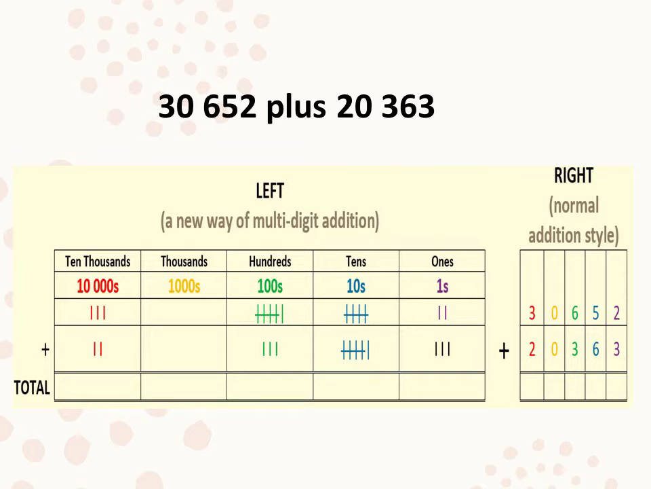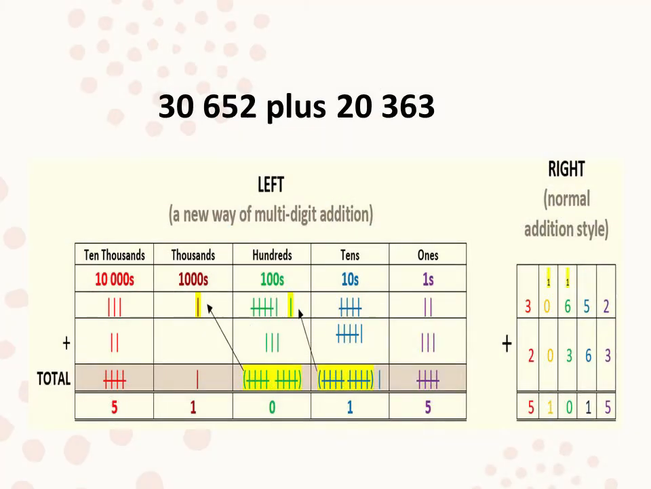Show your learners how the tally marks are used in the place value columns to show 30,652 and 20,363. Remind your learners to always match up the place values of the numbers. Then explain to learners how the 10,000s, thousands, hundreds, tens and ones can be combined to get to the total sum of 51,015.